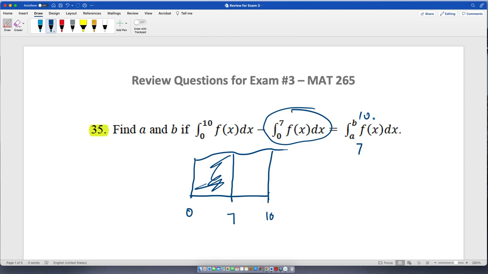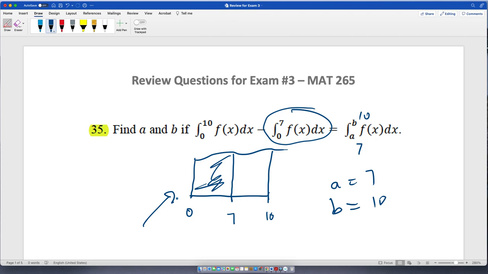There's that property that if you subtract one from the other, you just have to look at what the limits are doing. And the question like this will be, what are A and what are B? Well, A is 7 and B is 10. And again, we just got it from here, subtracting. So if I go from 0 to 10, minus 0 to 7, that means I'm really just going from 7 to 10. Okay, so this is what the visual would look like.